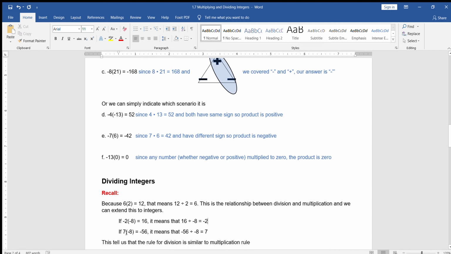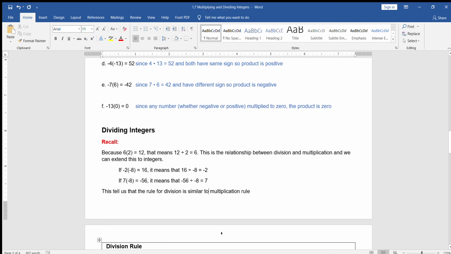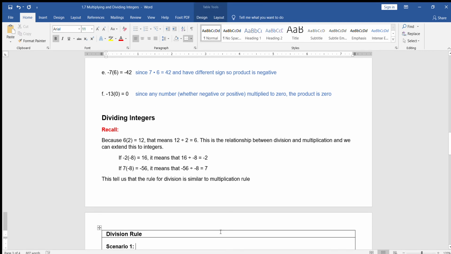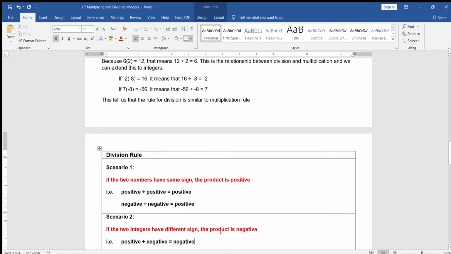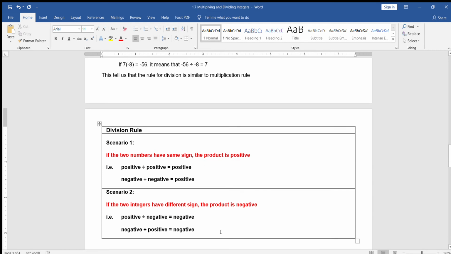Again, here's another example. 7 times negative 8 is equal to negative 56. That means negative 56 divided by negative 8 must be equal to 7. Do you see something familiar? Hopefully for those that can see the relationship, you won't be shocked by the division rule. The division rule is basically the same thing as the multiplication rule, but instead of multiplying, we're dividing.